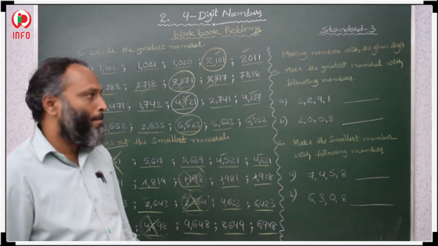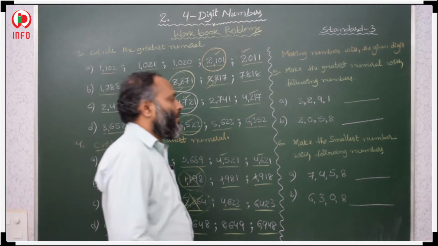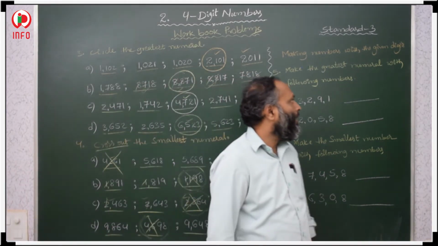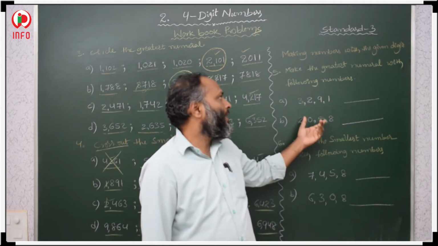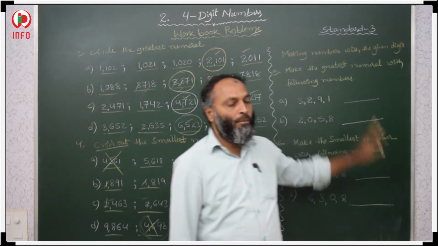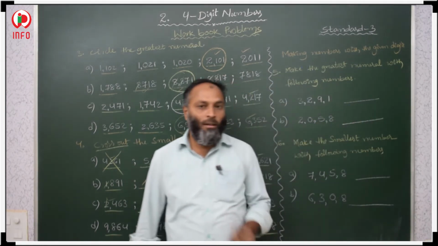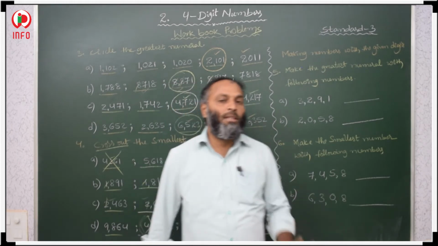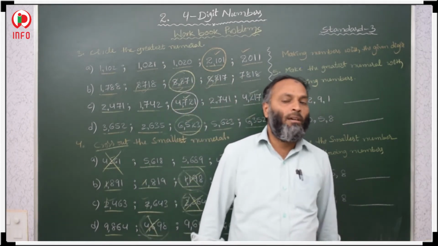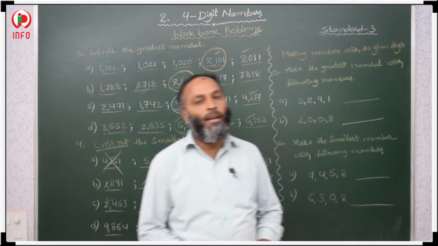Okay. Now this is making a number with the given digits. Some digits are given. Using these digits we form a greater numeral. For the greater numeral, one simple condition is there. Just apply that simple condition, then you will get the greater number. How to get the greater number?